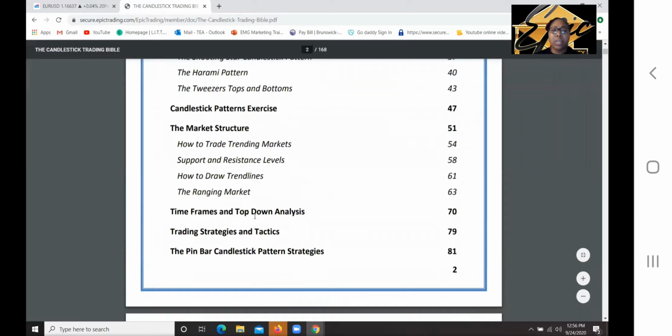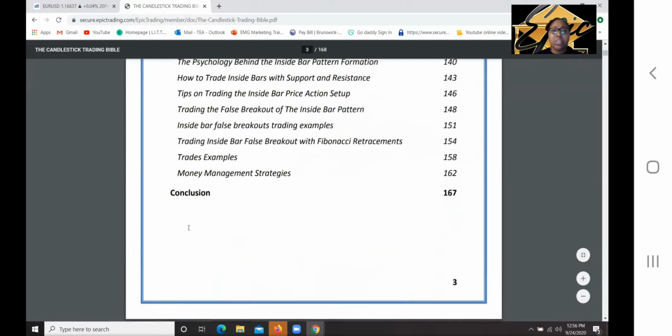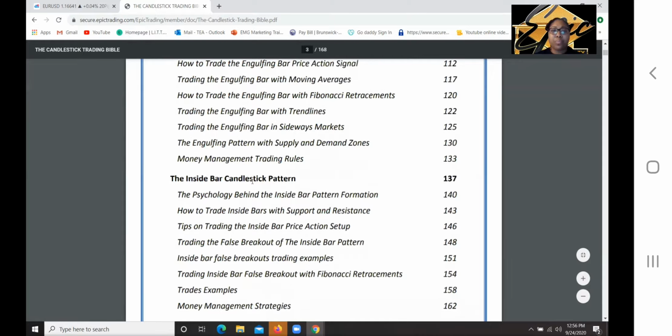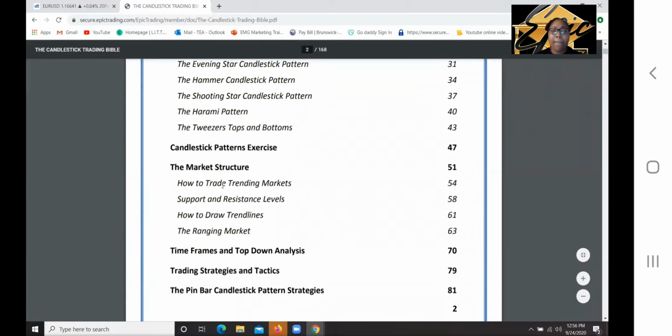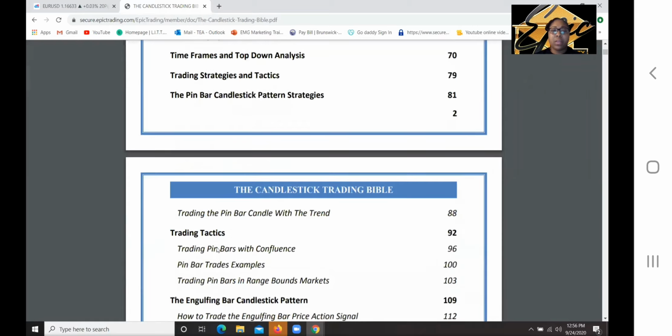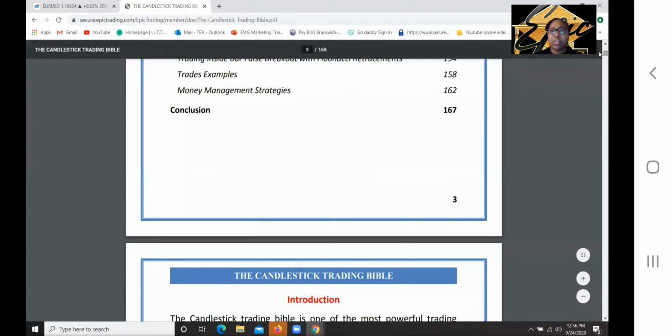When you look at the table of contents, you're going to see, down here, trading with the moving averages, page 117. So let's go there.